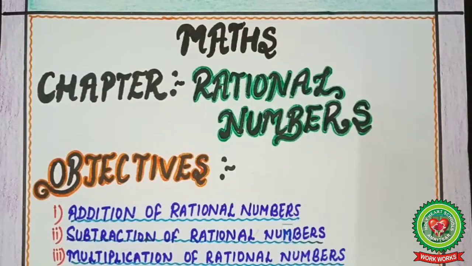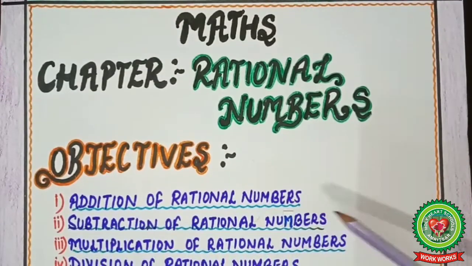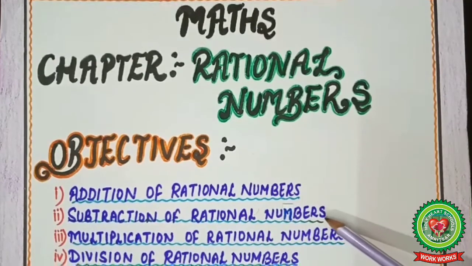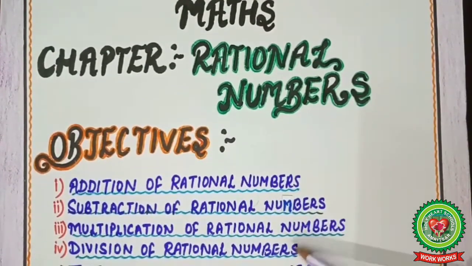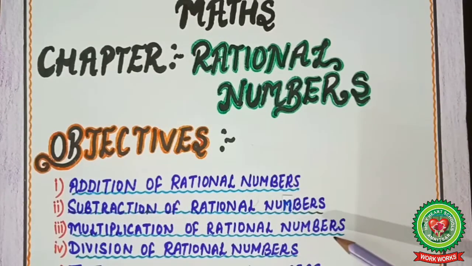Dear students, in the last video we had started a new chapter, that is rational numbers, and we have already done the first two objectives of this chapter, that is addition and subtraction of rational numbers. So today's video is going to be about the third and fourth objective, that is multiplication and division of the rational numbers. So let's get started.